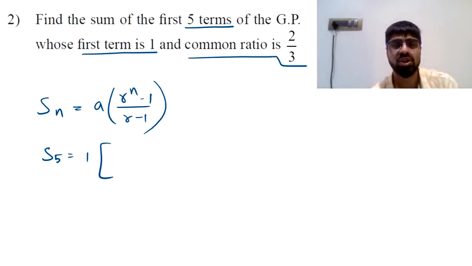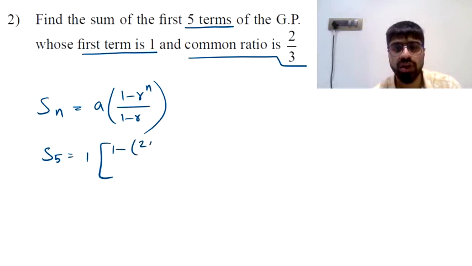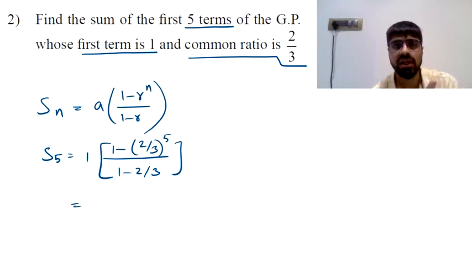Okay, so if the common ratio is lesser than 1, we write the formula in the reverse way. That is 1 minus r power n upon 1 minus r. So this will be 1 minus 2 by 3, the whole power 5, the whole divided by 1 minus r, which is 1 minus 2 by 3. So this becomes 1 into anything is the same number. In the denominator you have 1 by 3. That 1 by 3 can be written in the numerator as 3.